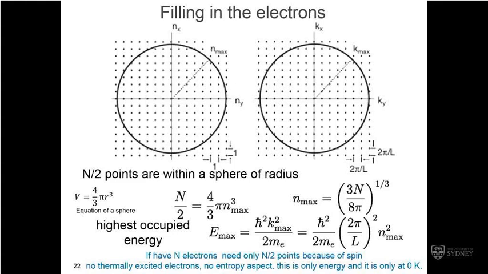Okay, did you get that? I hope you get that. If you don't get that, just come and ask me. Okay, we only need N over 2 points to be contained in our sphere, because each point can have spin up and spin down electrons. So we don't need N of them, we only need N on 2. And when you rearrange that equation, you can find that N max is equal to 3 times the number of electrons divided by 8 pi, to the power 1/3. That's just rearranging this equation, which we got from the volume of a sphere. Okay?